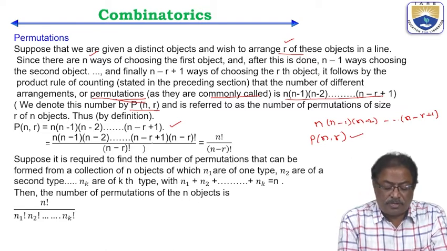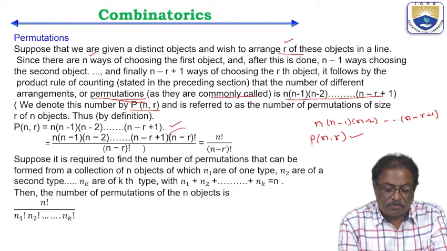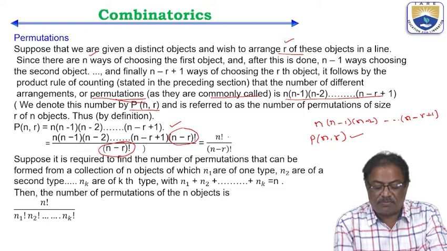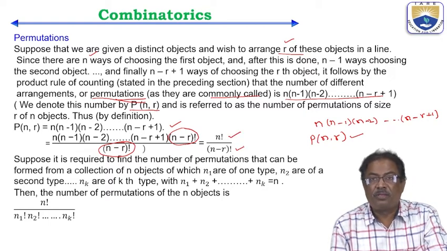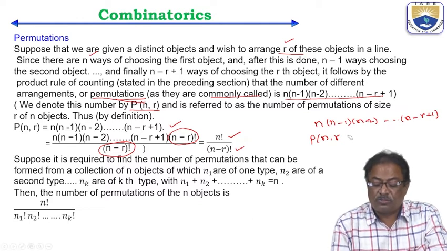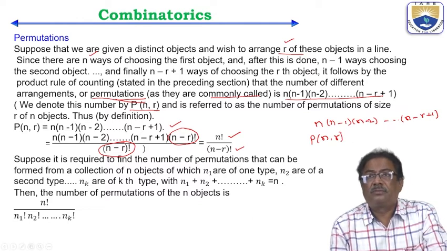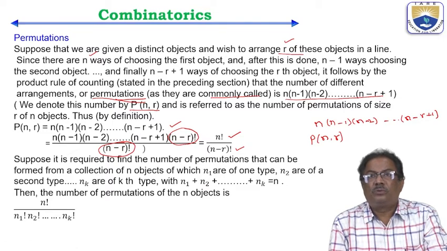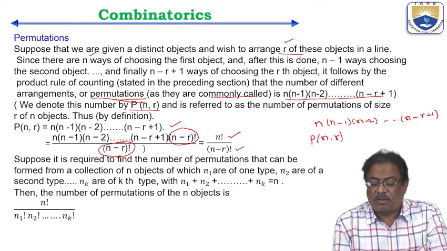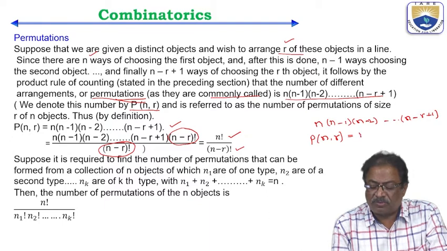Now we multiply the numerator and denominator by n minus r factorial. Then the numerator becomes n factorial, and the denominator is n minus r factorial. So selecting r distinct objects from the n objects is denoted as nPr, which equals n factorial divided by n minus r factorial.